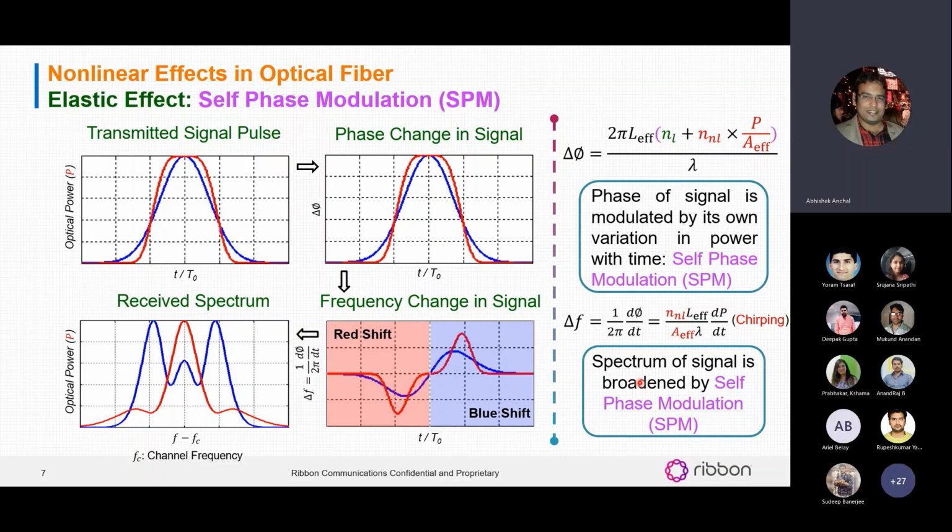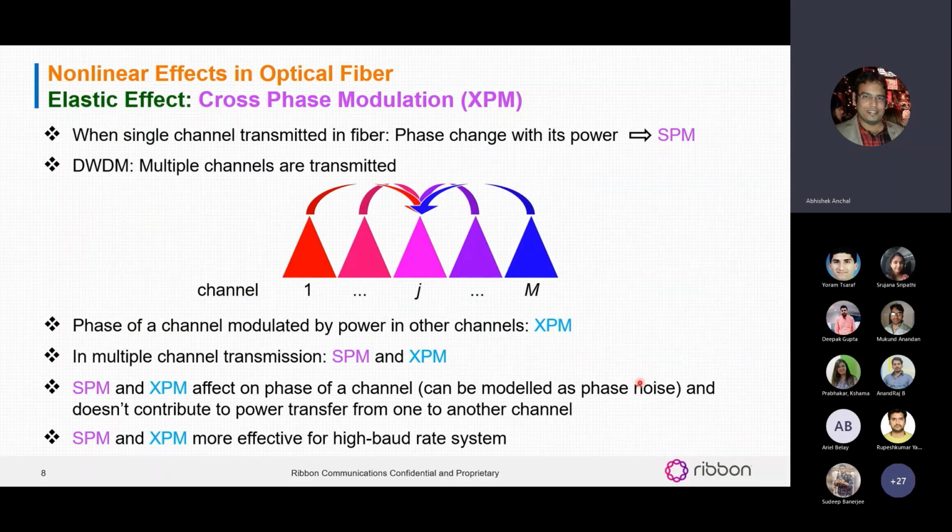Okay, so what happens if there is more than one channel? In the DWDM system, we transmit multiple channels. So in a multiple channel system, the phase of a signal doesn't change only because of its own power variation, but it can change because of the power variation in other channels. So basically, different channels can start cross-talking because of cross-phase modulation. In cross-phase modulation, any channel's phase changes because of power variation in other channels in the system. So that's called cross-phase modulation.